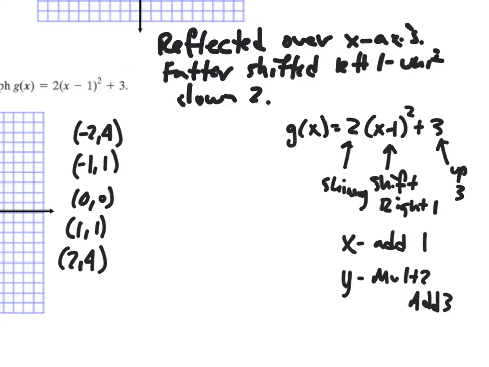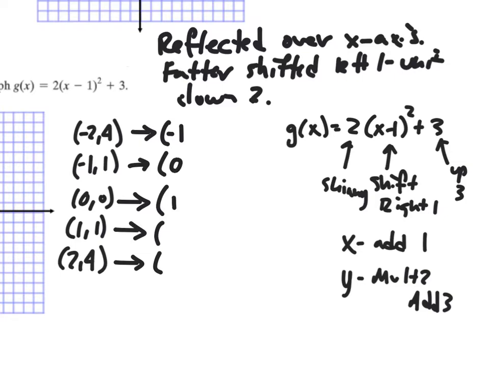Okay, so here's what I want to do. Going from -2 to 4, I'm going to add 1, so I get -1. Let's just do the x values first. So we're going to get 0 here, I'm going to get 1, I'm going to get 2, and I'm going to get 3. And then for the y values, I'm going to multiply by 2 and then add 3. So take 4, multiply it by 2, that's 8, and then add 3 is 11. Take 1, multiply it by 2, which is 2, add 3, which is 5.